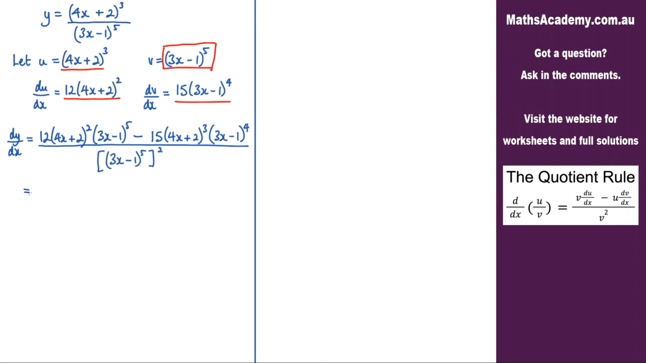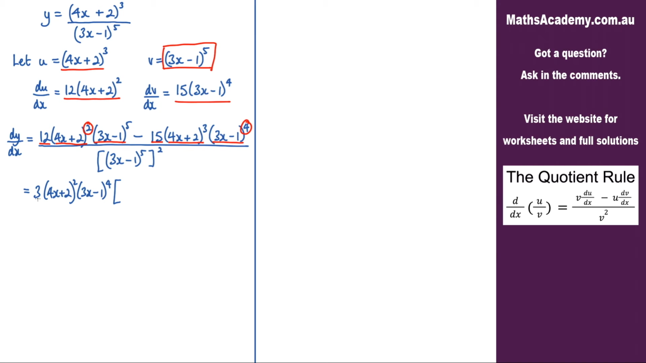Now this looks quite horrible, but with a little bit of patience and a little bit of factoring, it should cancel down quite nicely. So the first thing is I'm going to factor out a 3 from the 12 and 15. I've got the 4x + 2 here and here, so I can bring out a maximum of (4x + 2) squared. And then I've got a 3x - 1 in both as well, and I can bring out a maximum power of 4, so (3x - 1) to the power of 4.